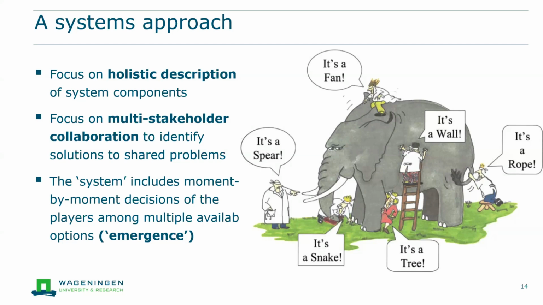And the third element that's important for a systems approach is that it includes moment-by-moment decisions of players among multiple available options. So the strategies that we have in food systems are really dependent on the previous steps and on the decisions by other stakeholders. That means something for the type of problems we have. We have emergent problems that are really influenced by a lot of other actions in the system.